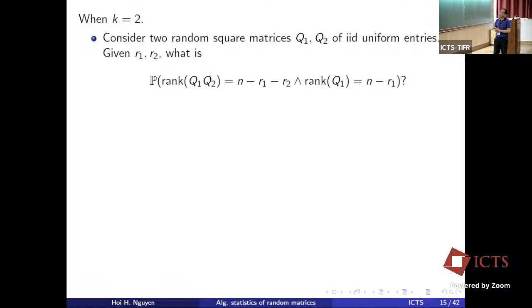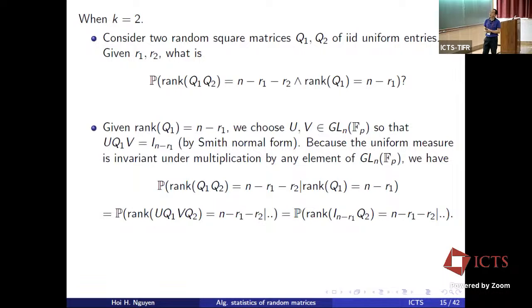You have two uniform matrices Q1, Q2, IID. Let's try to calculate the probability that the first matrix has rank n-R1 and the product has rank n-R1-R2, where R1, R2 are non-negative integers. So let's condition on Q1 having rank n-R1. Then I can use the Smith normal form to bring it to diagonal form. The diagonal form is the matrix I_{n-R1}, where the first n-R1 entries on the diagonal are ones and the remaining R1 entries are zeros. I can use two invertible matrices U and V to bring it to this diagonal form, conditioned on this having rank n-R1.